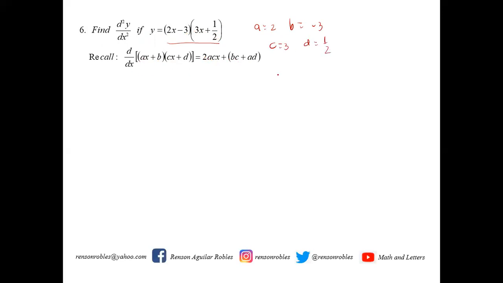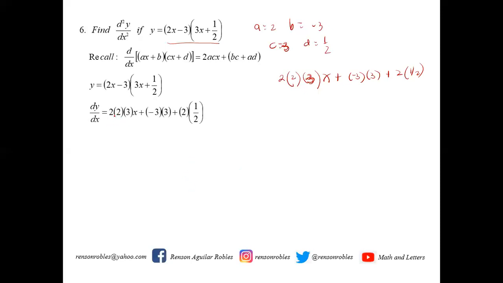Following this formula, we have 2 times a times c. 2 times a is 2, c is 3, sorry, c is 3, not negative 3. So 3, x plus b, b is negative 3, times c, which is 3, and then plus a, which is 2 times 1 half. Okay, and then we have 2 times 2 times 3x plus negative 3 times 3 plus 2 times 1 half.